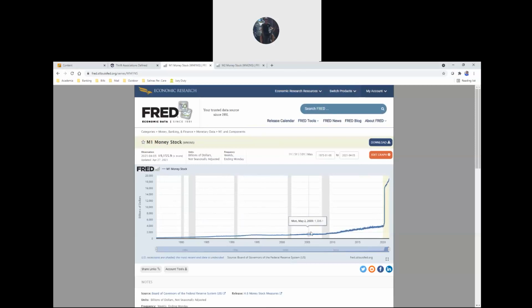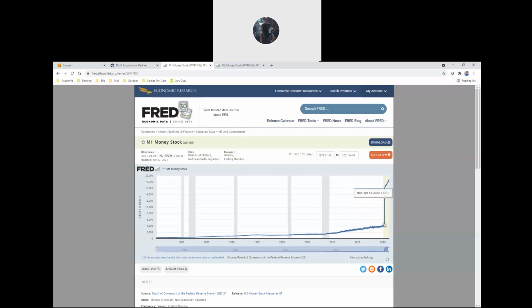But look what's happened since last March. Okay, so this is just last March. In last March we had about 4,000 billion. Now look what's just in less than a year. This big jump occurred in a few months. Now we're up to almost 20. So M1 has multiplied by 5 in the last year. That's what you've seen here.